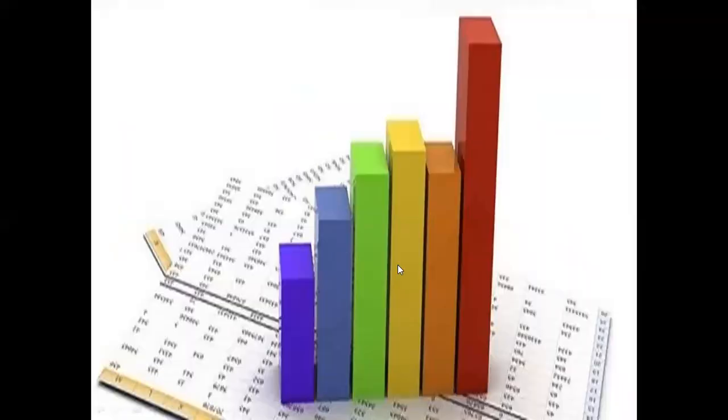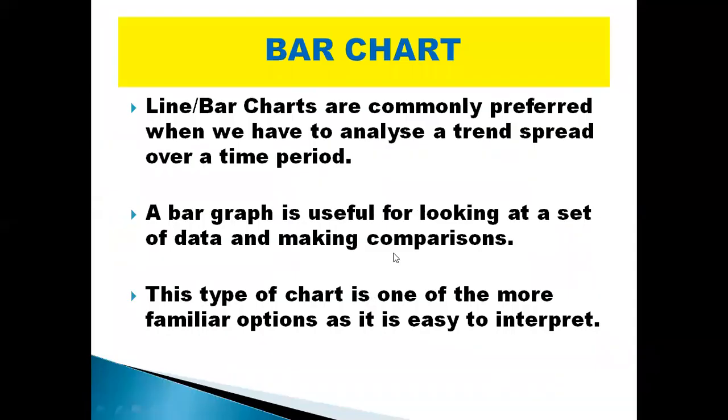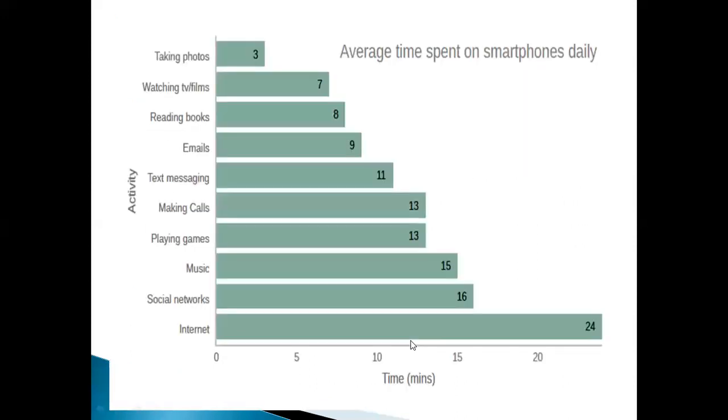So the next one is the bar chart. Bar charts are commonly preferred when we have to analyze a trend spread over a time period. This type of chart is one of the more familiar options as it is easy to interpret.